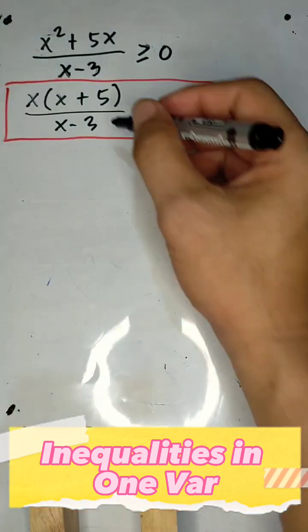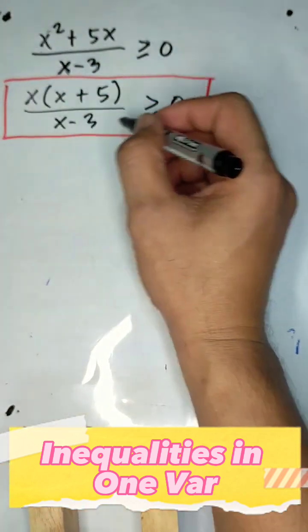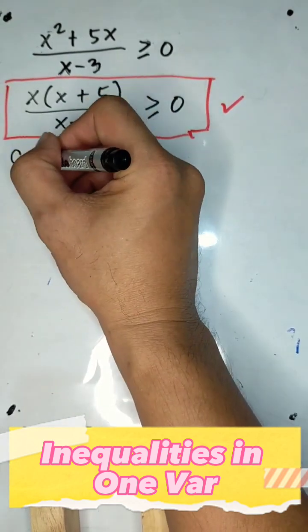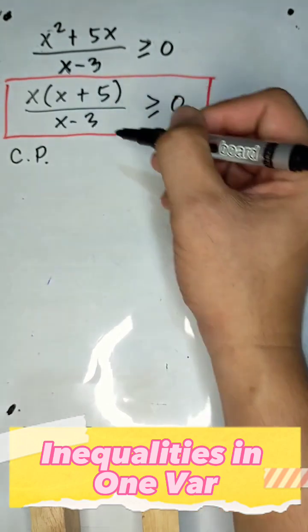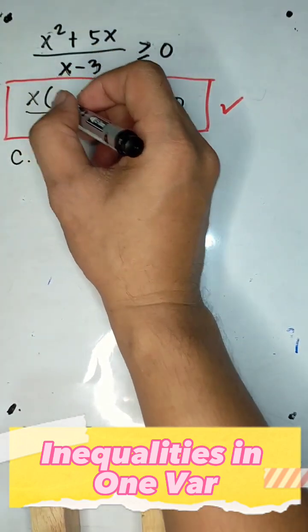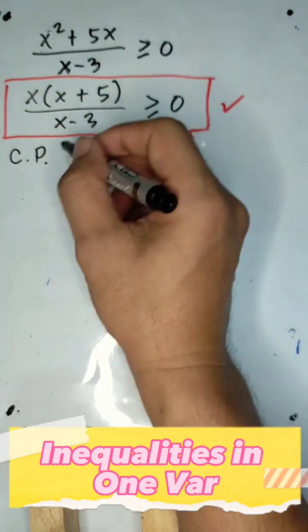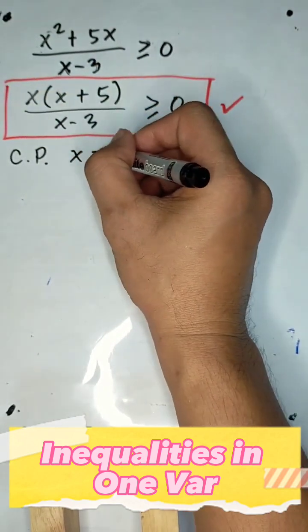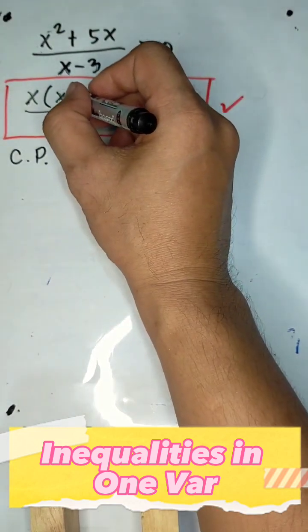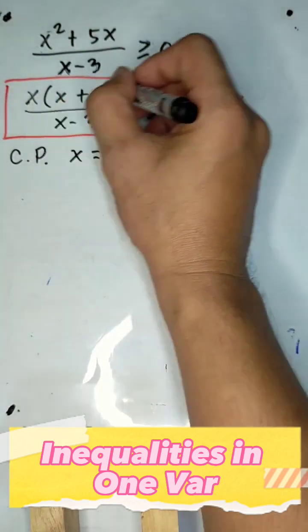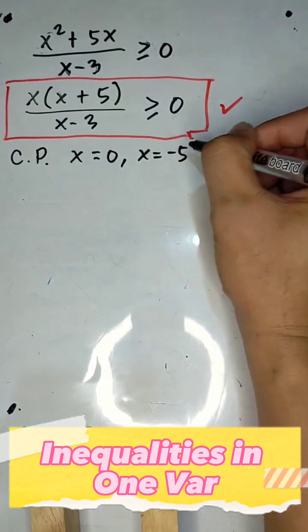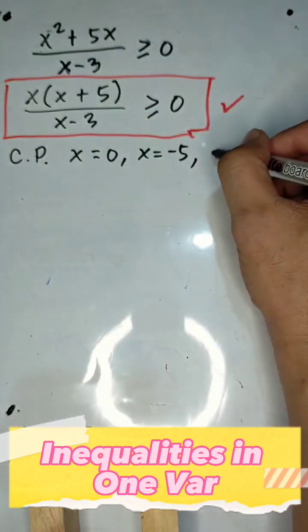Now, to get the critical points, you can change this into an equality, or if you're lazy, you can just get the critical points right away. x equals 0, because when x is 0, everything here will be 0. Then x equals negative 5 makes this 0, and then x equals 3.